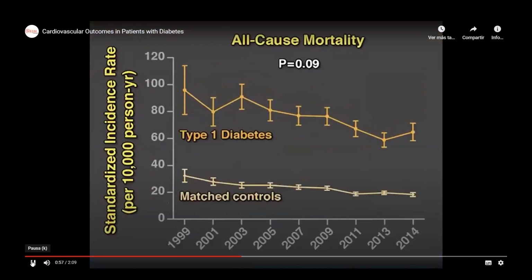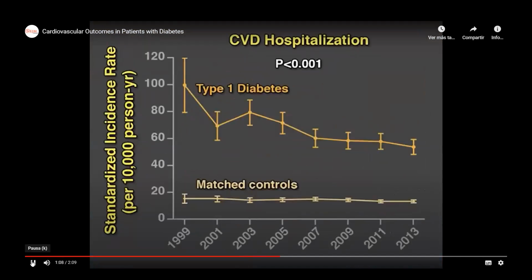The rate of all-cause mortality declined among those with type 1 diabetes by 29%, and in matched controls by 23%, a difference that was not statistically significant. The rate of hospitalization for cardiovascular disease decreased by 36% among those with type 1 diabetes, and by 9% among matched controls, a decrease that was significantly greater for the diabetic group.